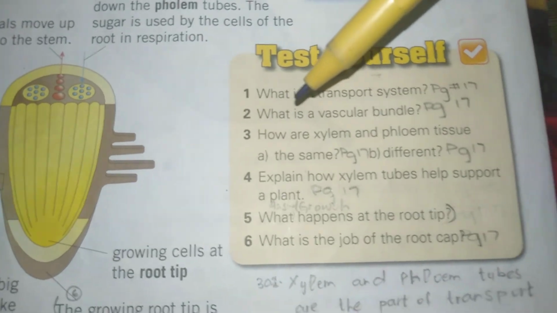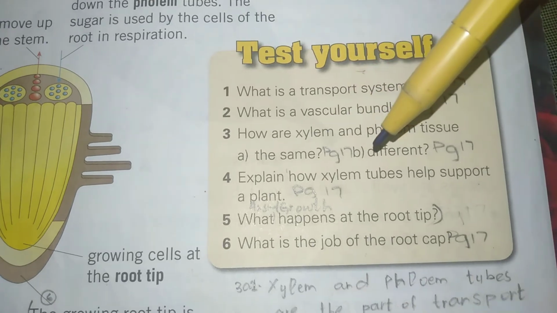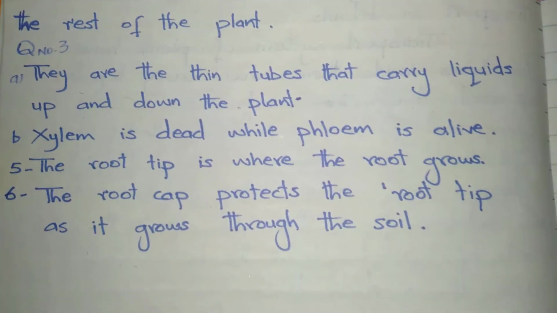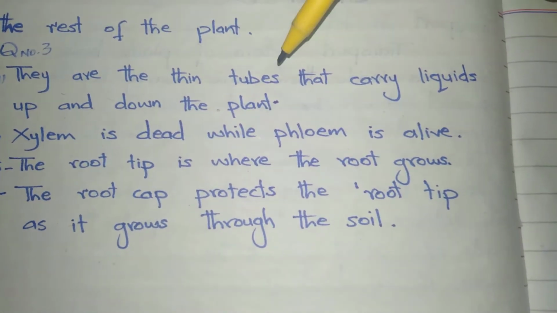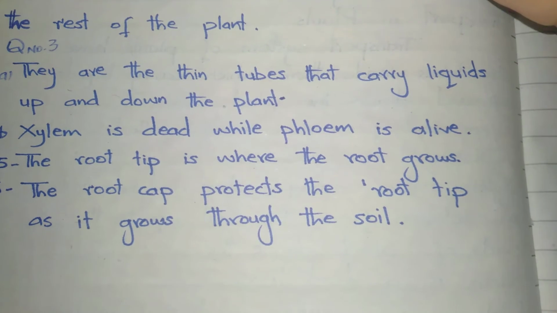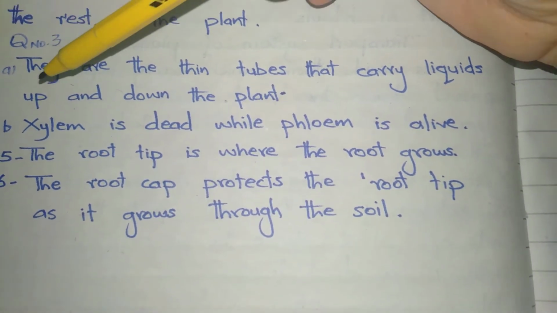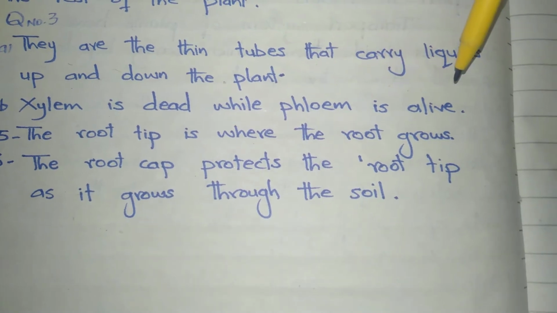Question number 3. How are xylem and phloem tissues A, same, B, different? Xylem and phloem tissues are same, part A, because they are thin tubes that carry liquids up and down the plant. And xylem and phloem tissues are different, part B. Xylem is dead while phloem is alive.